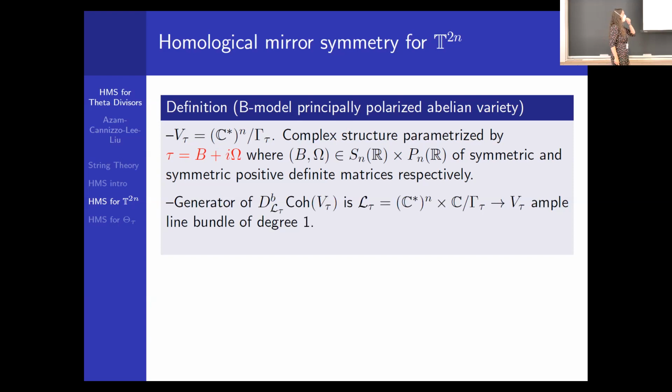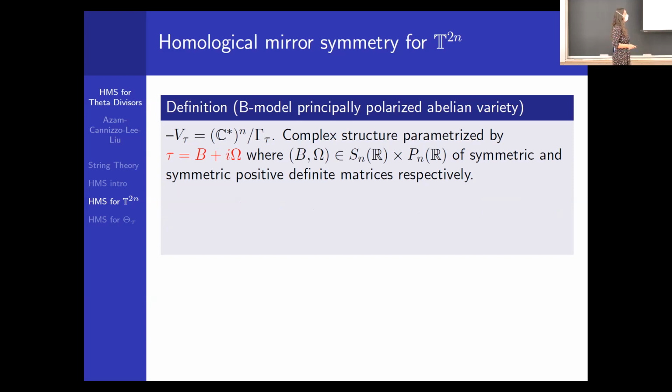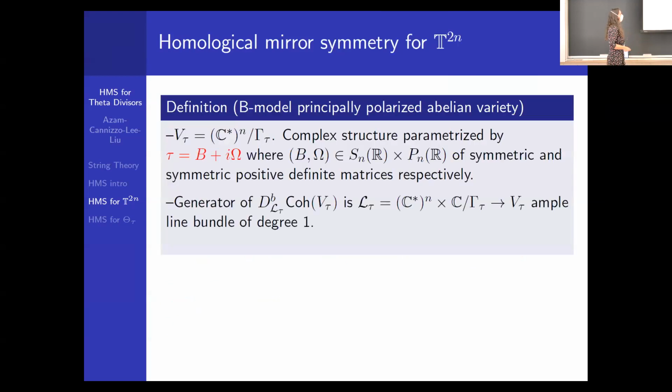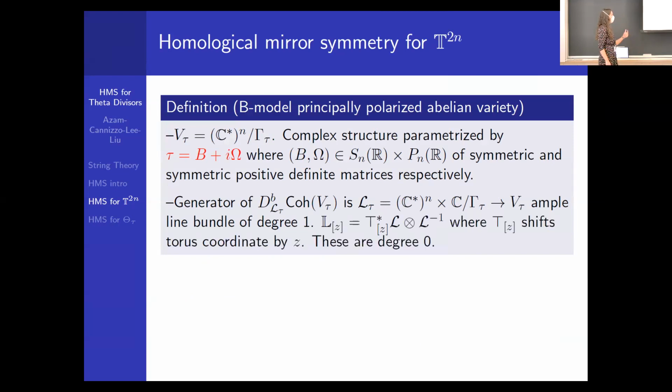So a generator of the category is, well, if you look at a line bundle on C star n, it is trivial. So a line bundle on the abelian variety is C star n cross C that respects the lattice. So we have a line bundle of degree 1. And we also have these degree 0 line bundles where we have a translation map on the abelian variety. And when we do that to one of the line bundles and then multiply by L inverse to get degree 0, we have degree 0 line bundles, a torus worth of them.